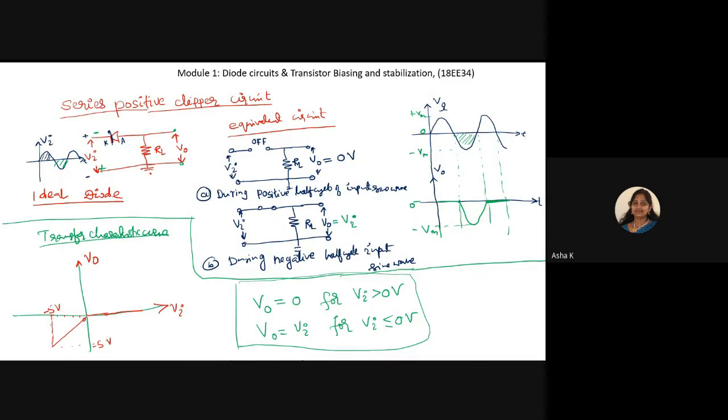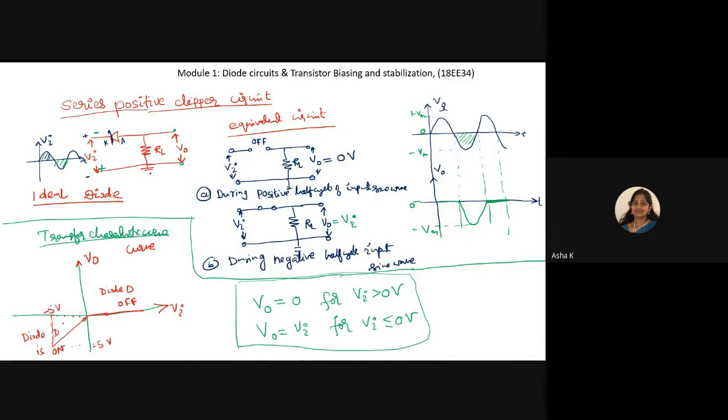So till minus 5 volts it increases. Here this is the transfer characteristics curve for the series positive clipper circuit. And by observing this only you can tell that diode D is off, the first one. Next, here the diode D is on.